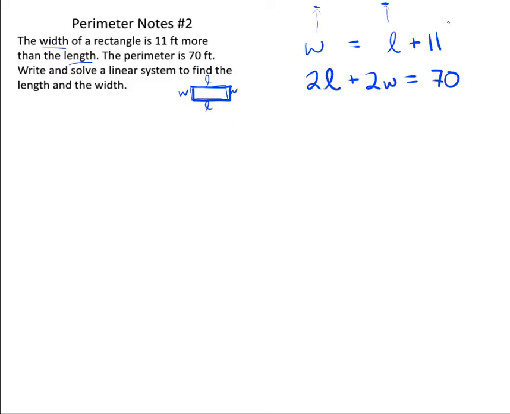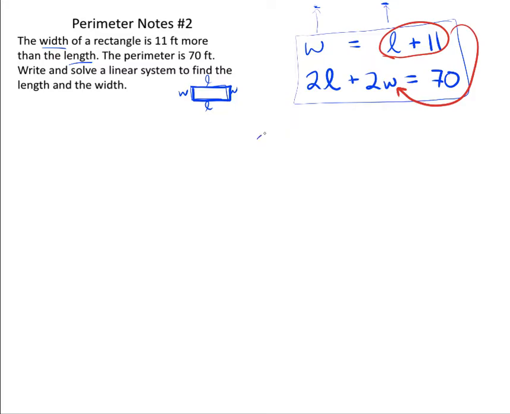So I've got my 2 equations, linear equations, to solve my system. So I've got my W equals this, so I'll circle this. So now this group equals W. So I'm going to draw my arrow to the W in the other equation and do my substituting in there.